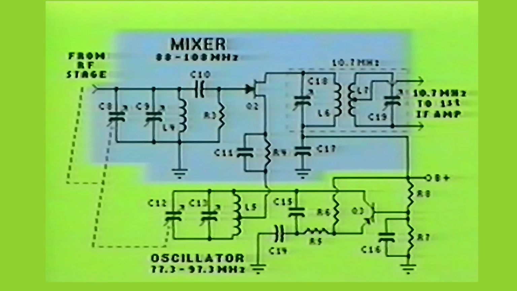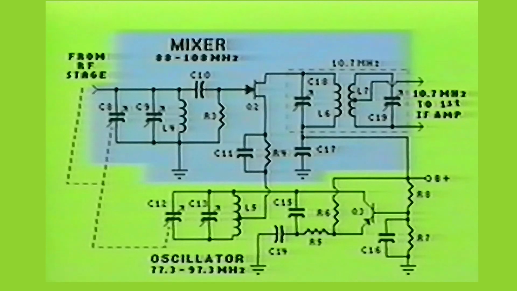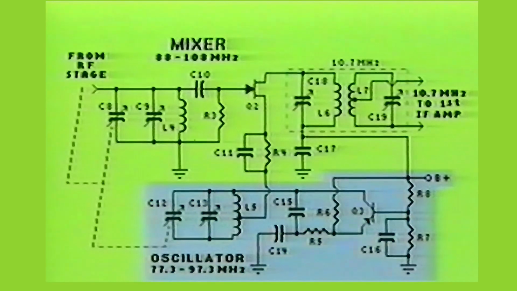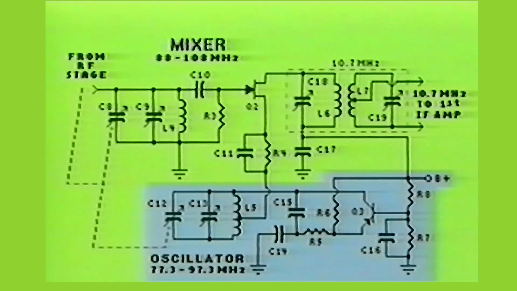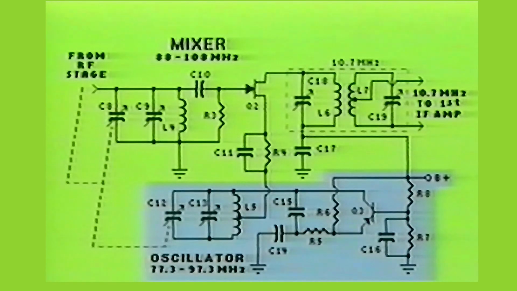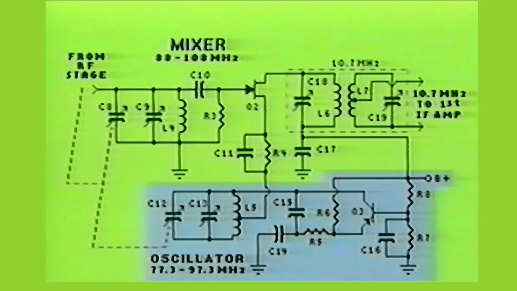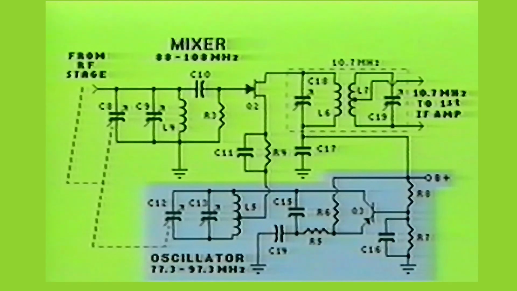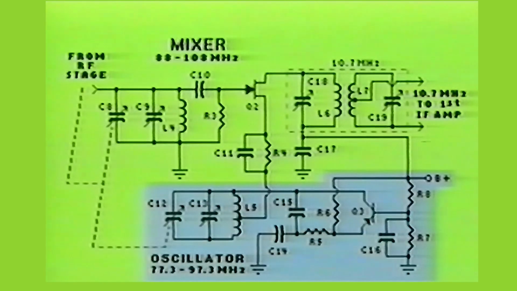The output being fed into the first IF amplifier stage is 10.7 MHz. The tuned circuit feeding the mixer stage may be adjusted from 88 MHz to 108 MHz. The tuned circuit of the local oscillator stage, which consists of capacitors C12, C13, and inductor L5, are gang tuned with the input of the RF amplifier stage and the input of the mixer stage. You may have also noticed that the frequency of the oscillator can be varied from 77.3 MHz to 97.3 MHz.